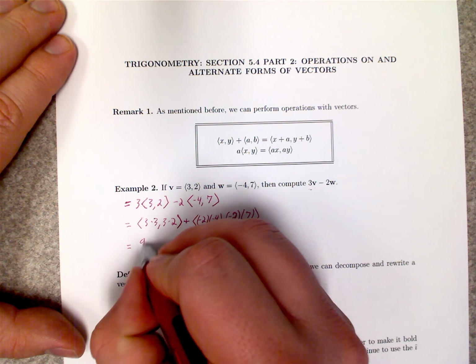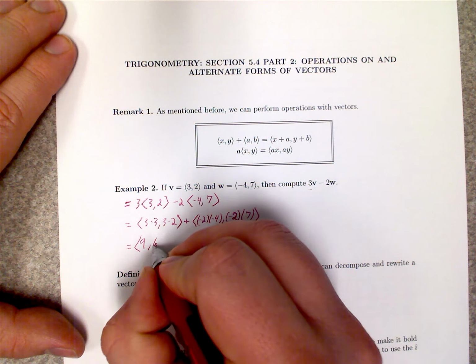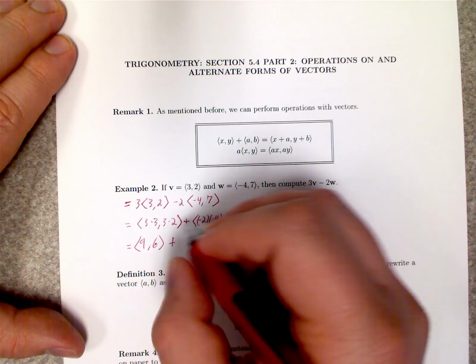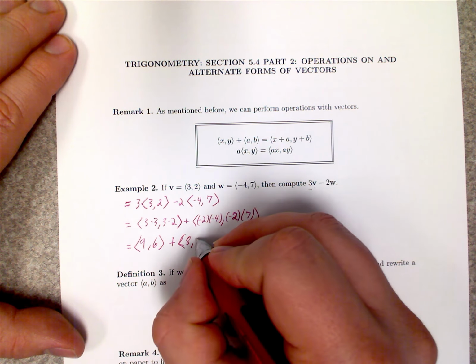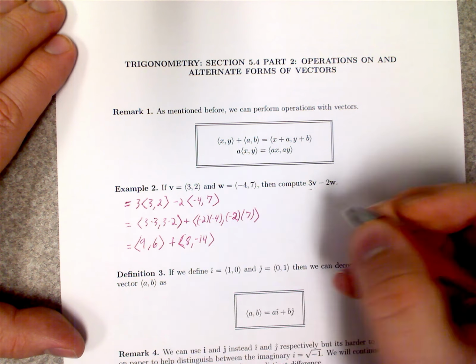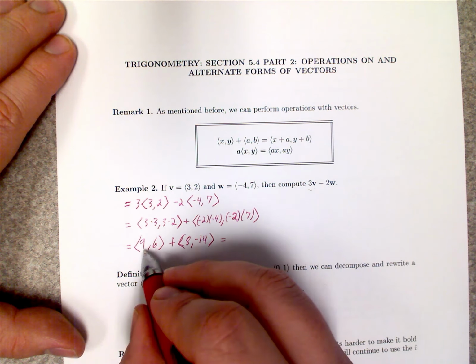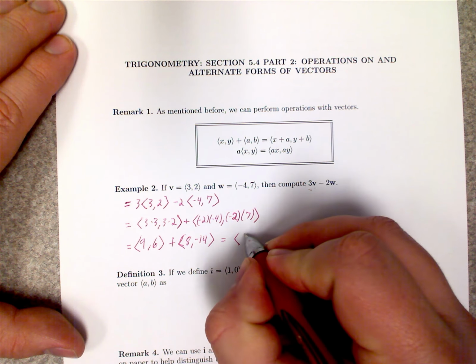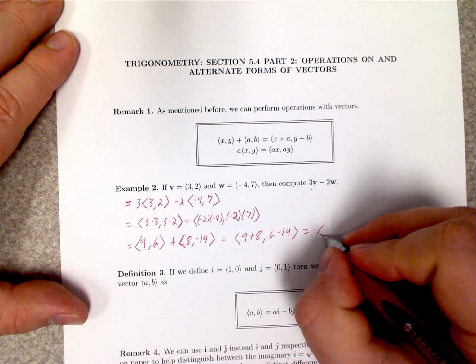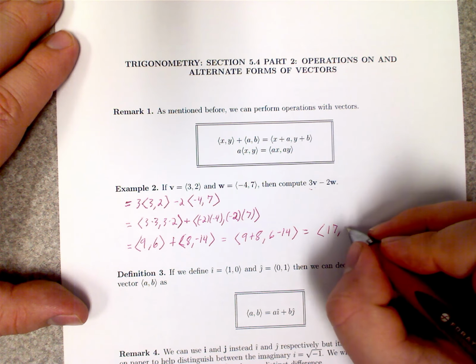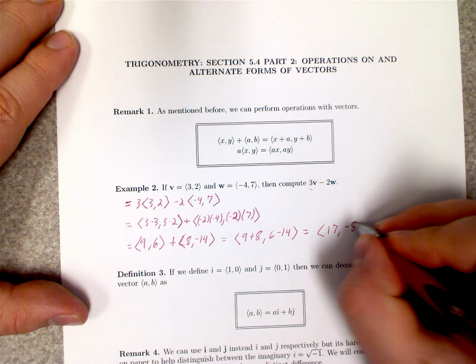And so we get 9. 3 times 3 is 9. 3 times 2 is 6. Negative 2 times negative 4 is positive 8. Negative 2 times 7 is negative 14. And then we can simply add 9 plus 8, so add the horizontal components and then add the vertical components, comma, 6 minus 14. When we compute this, 9 plus 8 is 17, and 6 minus 14 is negative 8.